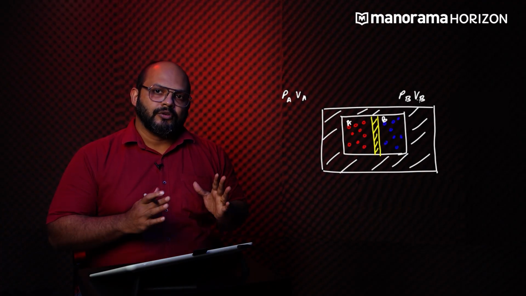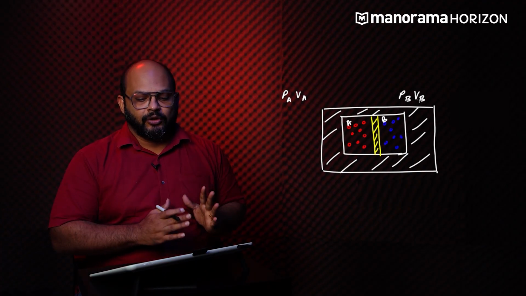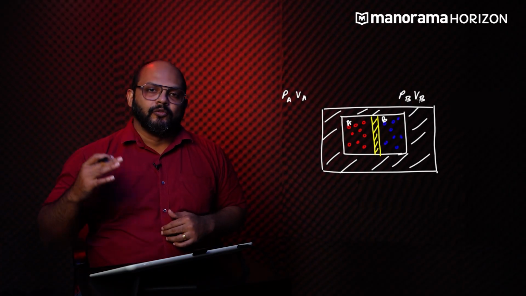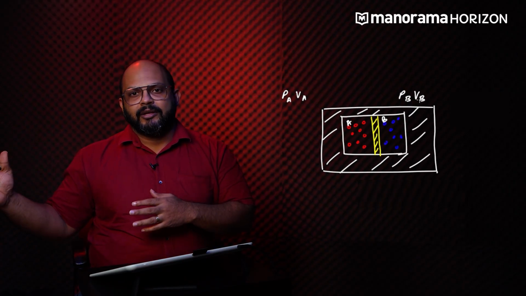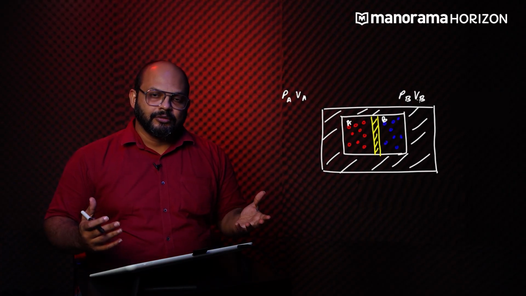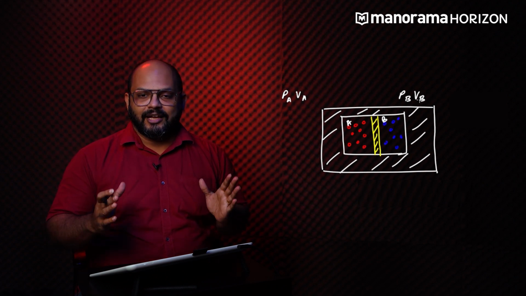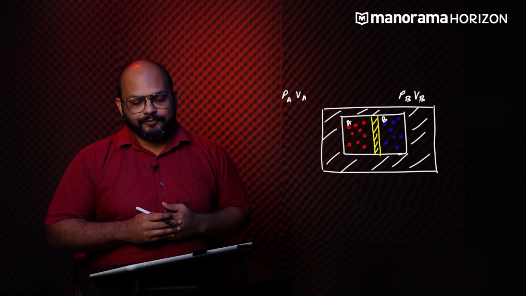These values will not change. The volume and the pressure of gas A will remain the same. The volume and pressure of gas B will also remain the same. There will be no change in them, which means that both of these gases are in equilibrium.